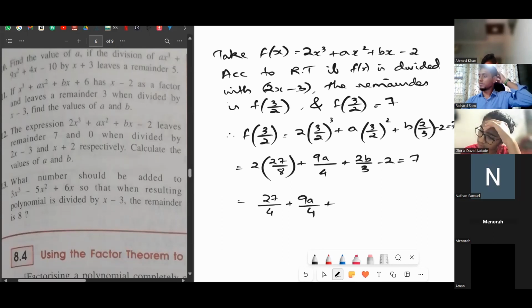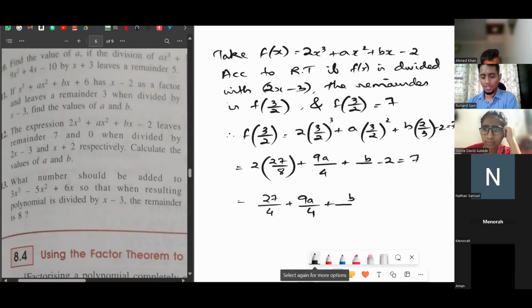Probably they removed this question from your book because your equation is a little complicated because of all the fractions and all. Oh yeah. Wait, what? Oh yeah, this is here, no? 3b upon 2.